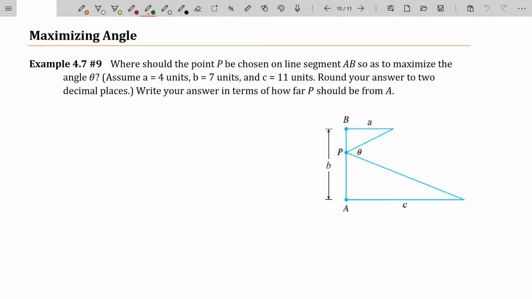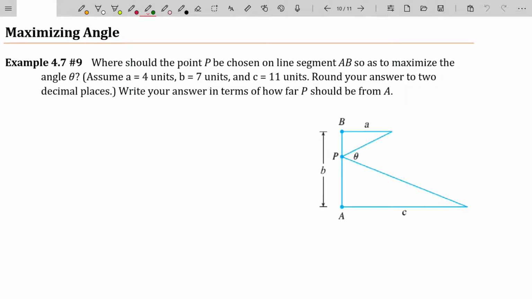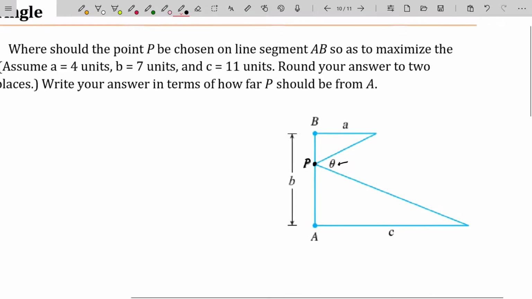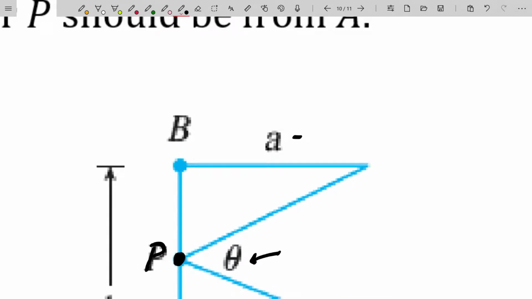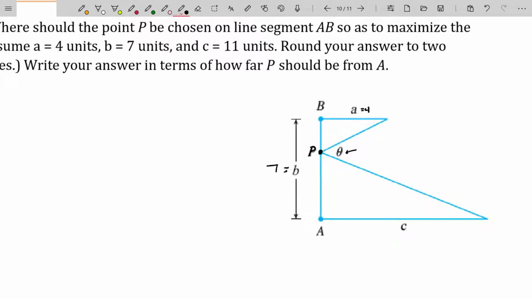In this problem, we're going to reference this picture. Where should the point P be chosen on this line segment from A to B so as to maximize the angle theta? Again, we have this point P right here, and what we want to do is move that point up or down so that theta is maximized. Theta will change as you move P. In this case, we're going to allow side A to be 4, and side B to be 7, and side C to be 11. So we'll go ahead and write all that in.